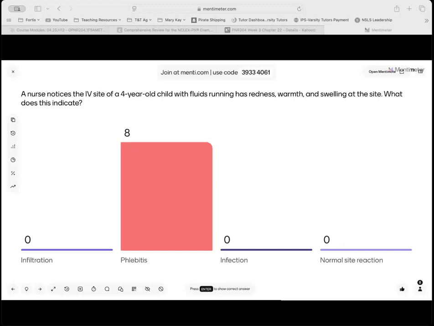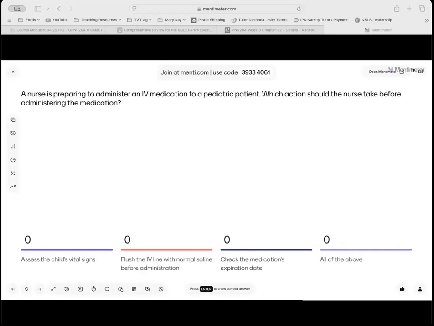So here we're getting ready to administer an IV medication. What actions do we want to take before we administer that medication?